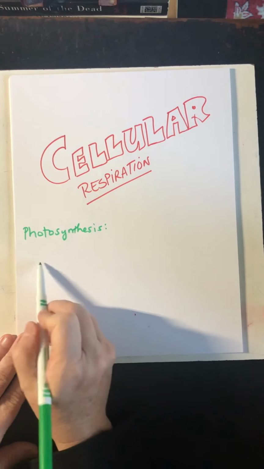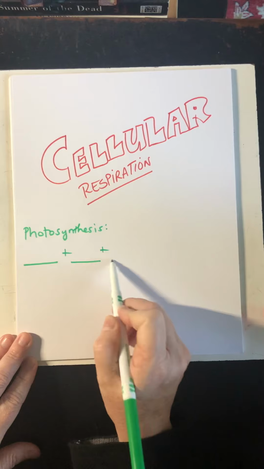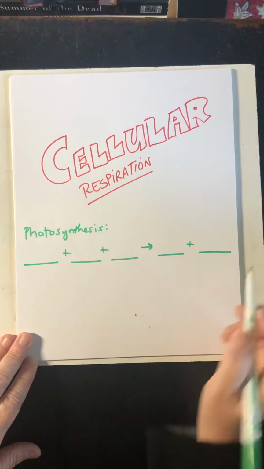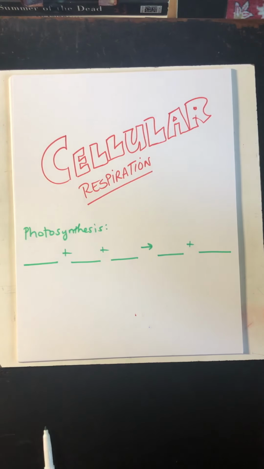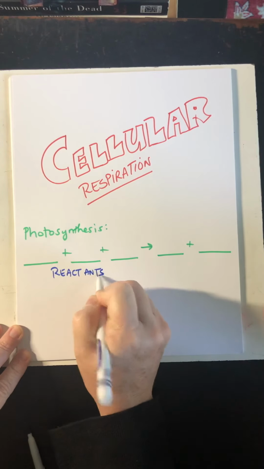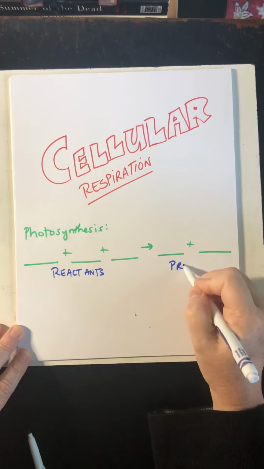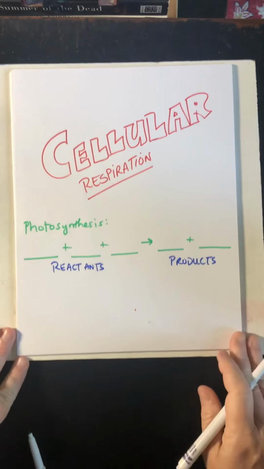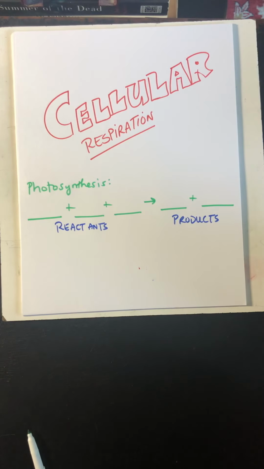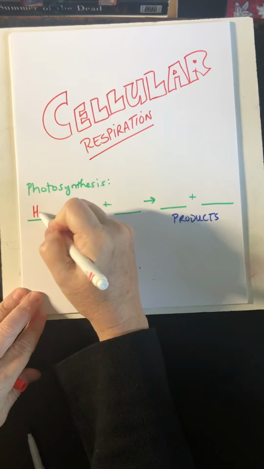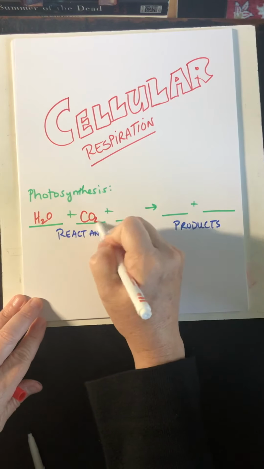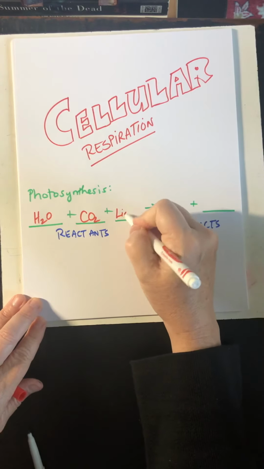The equation. So for photosynthesis, 3 things, and from that they're going to make 2 things. Okay. So the things that they need, we call them reactants. That they make, we call products. All right. So what they need, you have to give a plant water, so call it H2O. You have to give a plant carbon dioxide, CO2, and you have to give them some form of light.